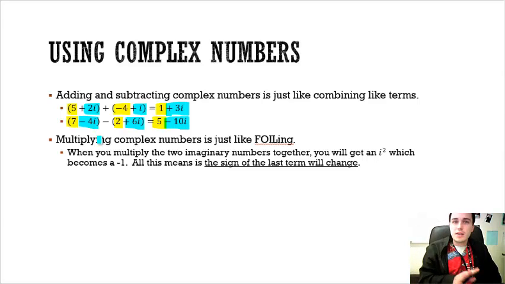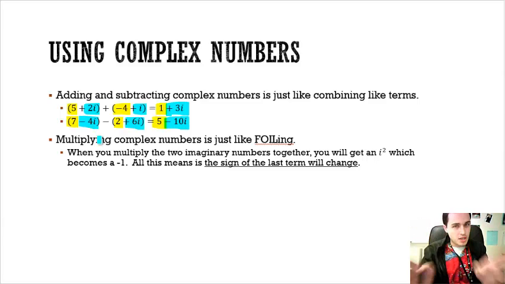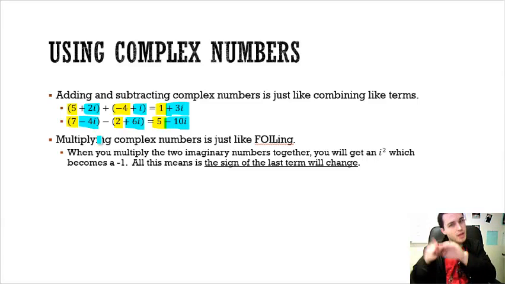What all that means is in the very last part of the FOIL step, whenever you do multiply those two imaginary parts together, whatever the sign is, you're just going to change it to be the opposite sign, and you can get rid of the i's, because the i squared is negative, or makes it -1, which just changes the sign, and that's all. But it'll be easier when you see the example.